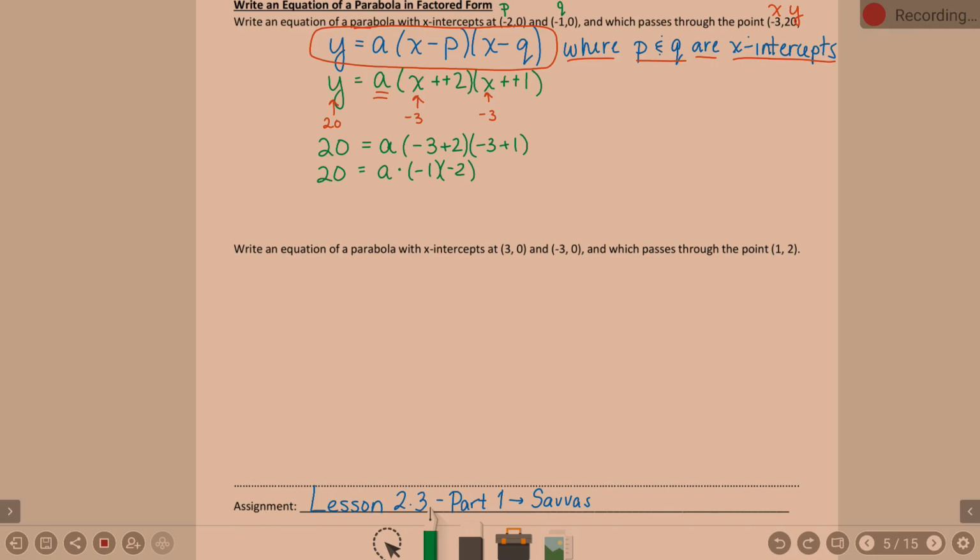Check again. Negative times a negative is going to make it a positive 2A. So we're going to have the equation 20 equals 2A. You can solve that, yes? If 20 equals 2A, then we know A is 10, because I'm going to divide by 2.